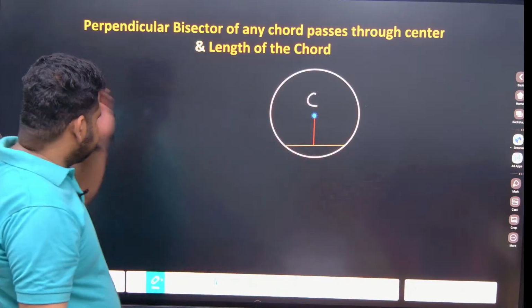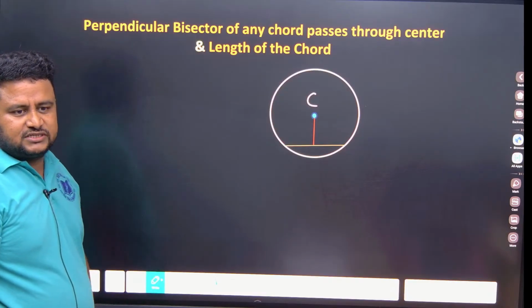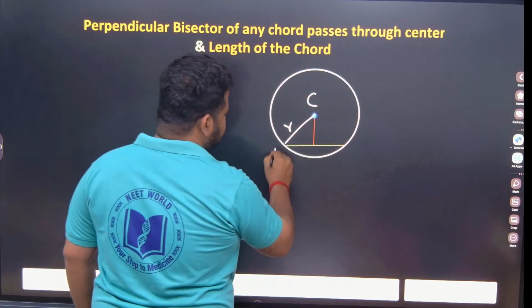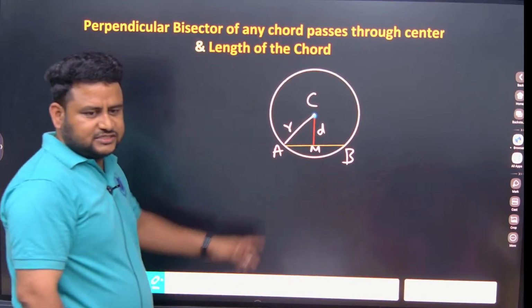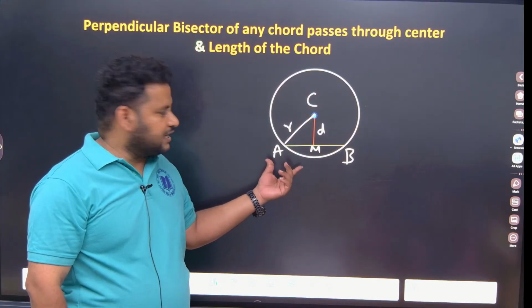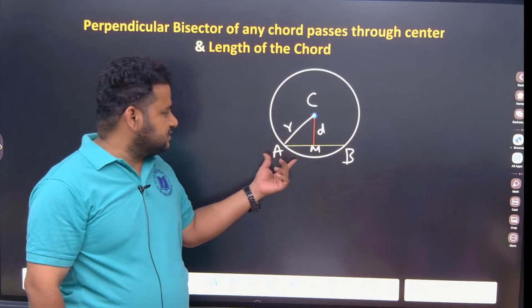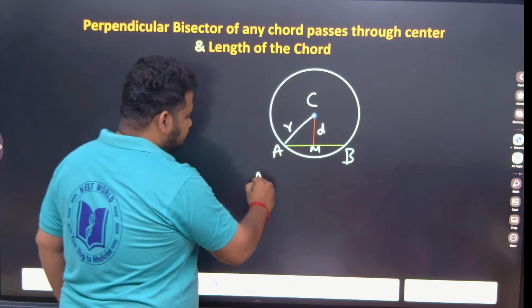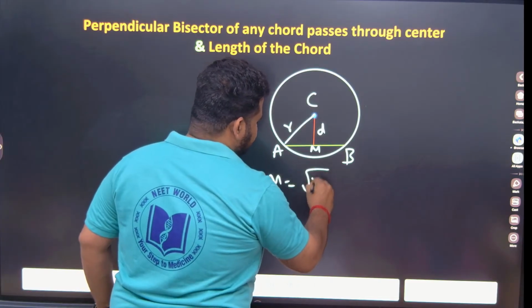Now, you should know the length of the chord, as they will ask. See, suppose this is the center and this is radius r. This is the chord AB, this is AM, and let this distance be D. If I want AM, by Pythagoras theorem what will I get? R square minus D square. So AM is the square root of R square minus D square.